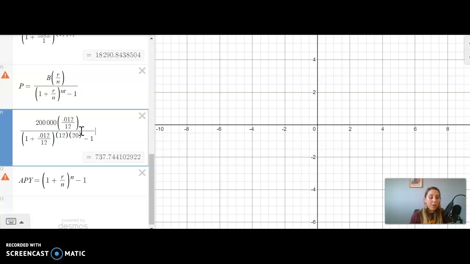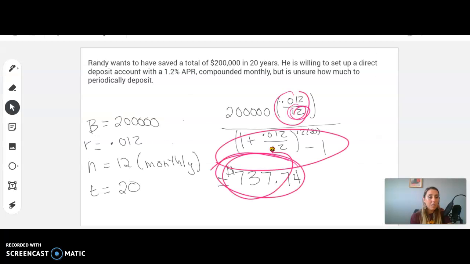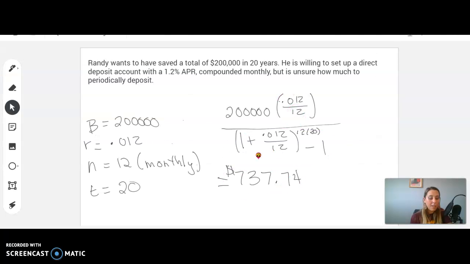So when we're done with all of this, we end up with that he needs to deposit $737.74, or we could round that up and say that he should deposit $738 every month, just to make sure he has that $200,000, maybe a little bit more. All right, let's move on to the next question.